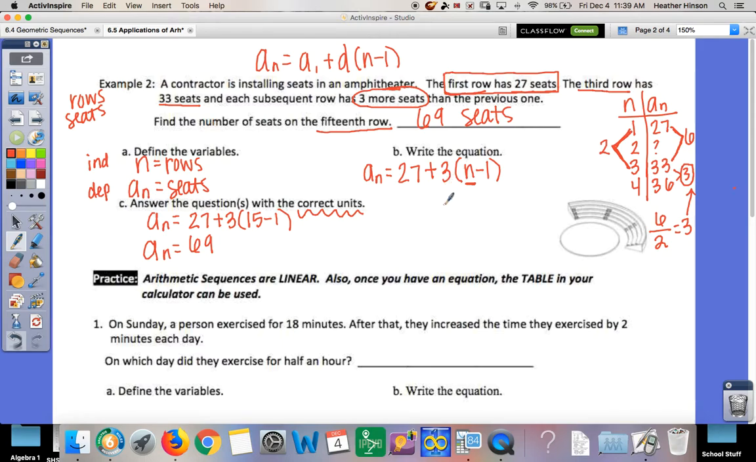Okay, so y'all can try your practice. Make sure you watch what variable you have to plug into. Sometimes you're going to plug into n. Sometimes it'll be a sub n.